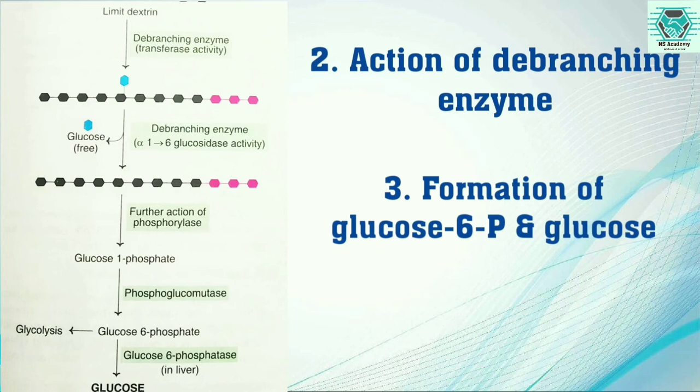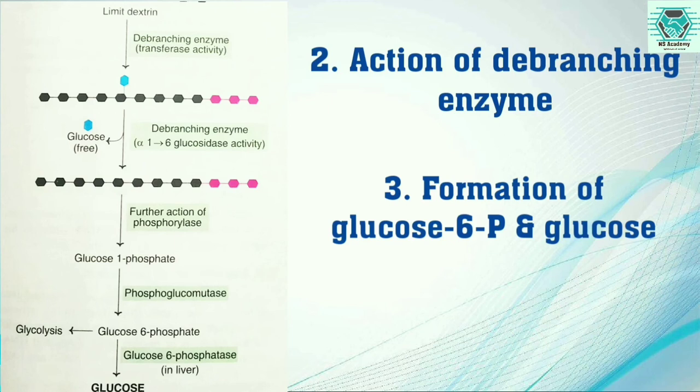The enzyme amylo-alpha-1,6 glucosidase breaks the alpha-1,6 bond at the branch with a single glucose residue and releases a free glucose molecule. The remaining molecule of glycogen is again available for the action of phosphorylase and debranching enzyme. The number 3 step is formation of glucose 6-phosphate and glucose.